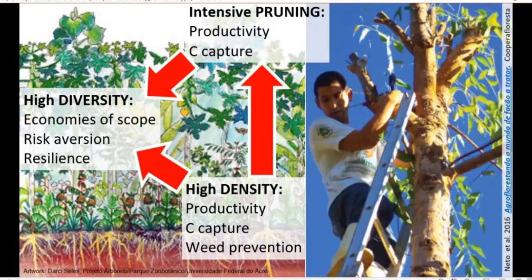And then we also need high intensity and frequency of pruning and selective harvesting. So if we combine those 3 principles, we can really design very efficient, very productive, and biodiverse agricultural and forestry systems. If we drop one of those principles, our performance will drop considerably.